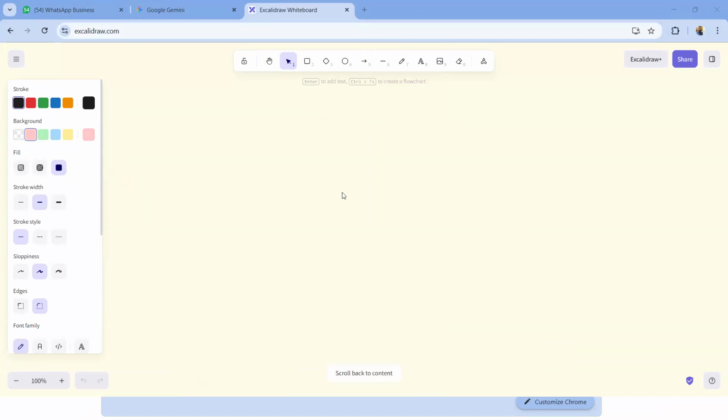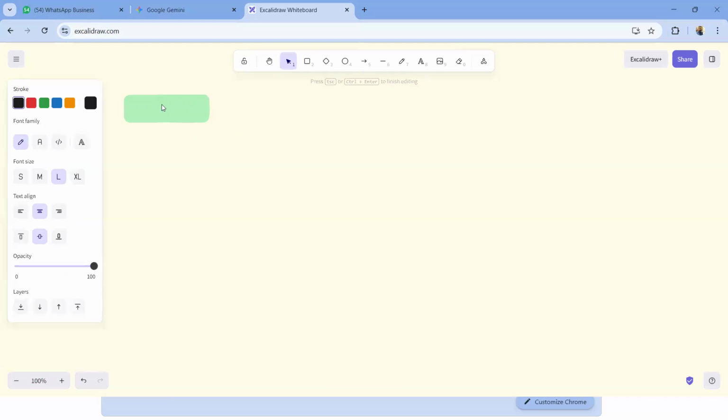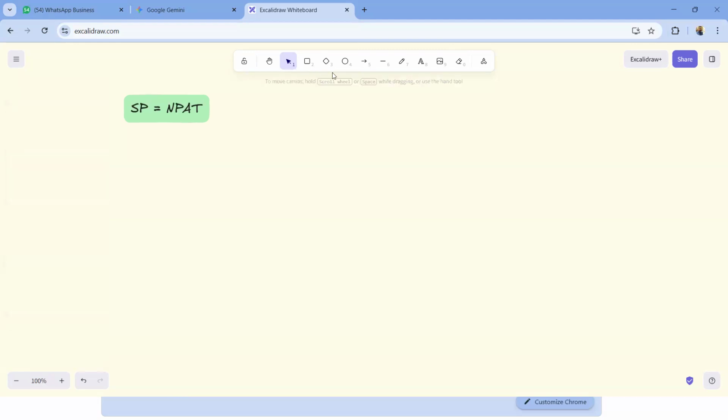What were we learning? What is the starting point for GloBE calculation? The starting point is net profit after tax.